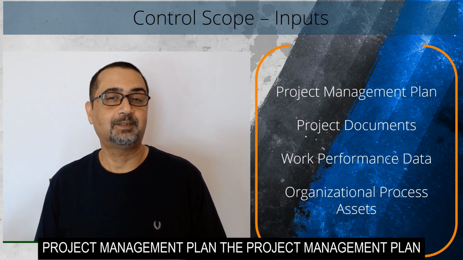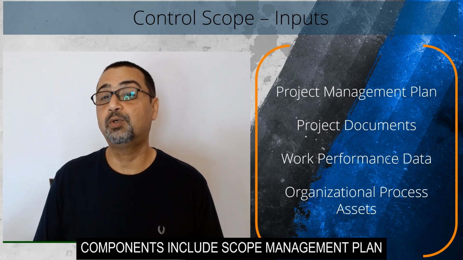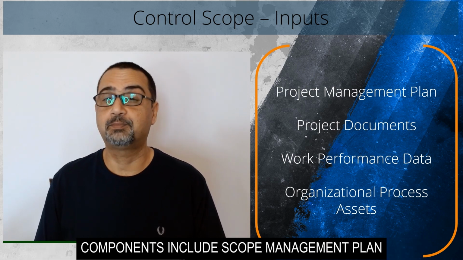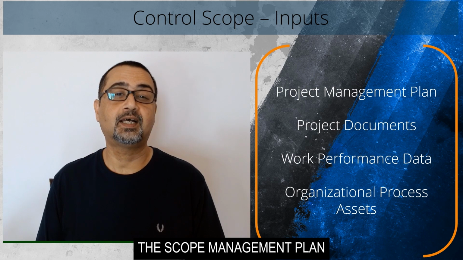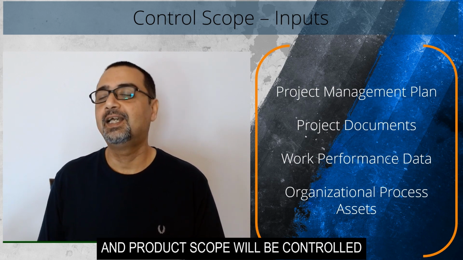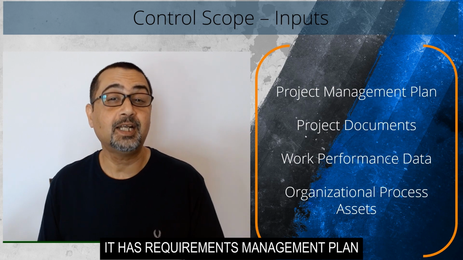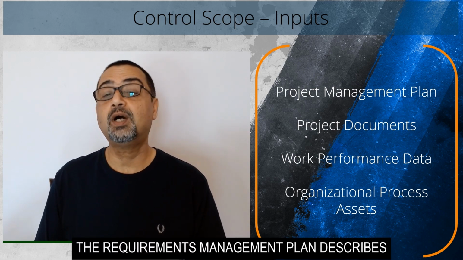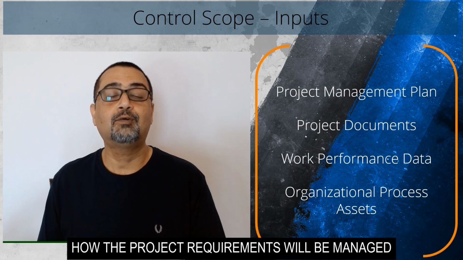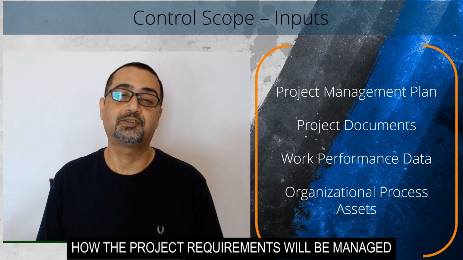Project management plan. The project management plan components include the scope management plan. The scope management plan documents how the project and product scope will be controlled. It has the requirements management plan. The requirements management plan describes how the project requirements will be managed.